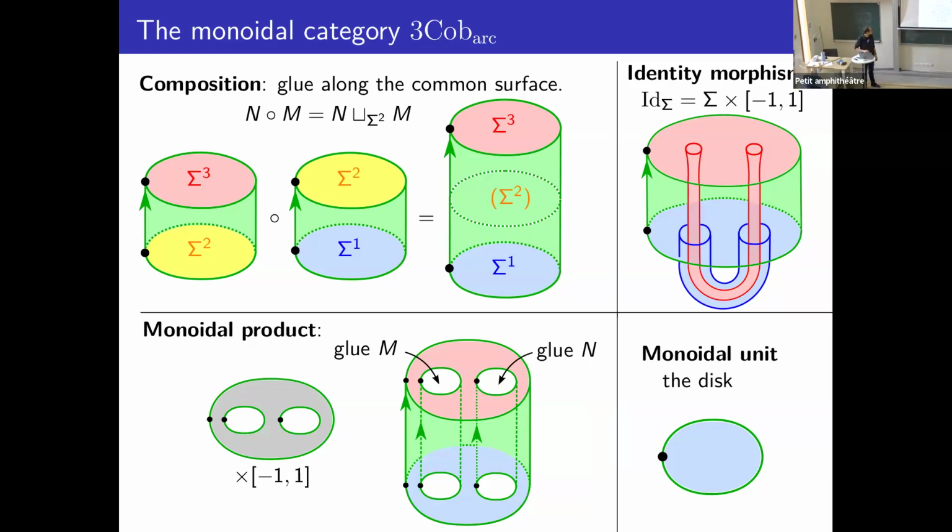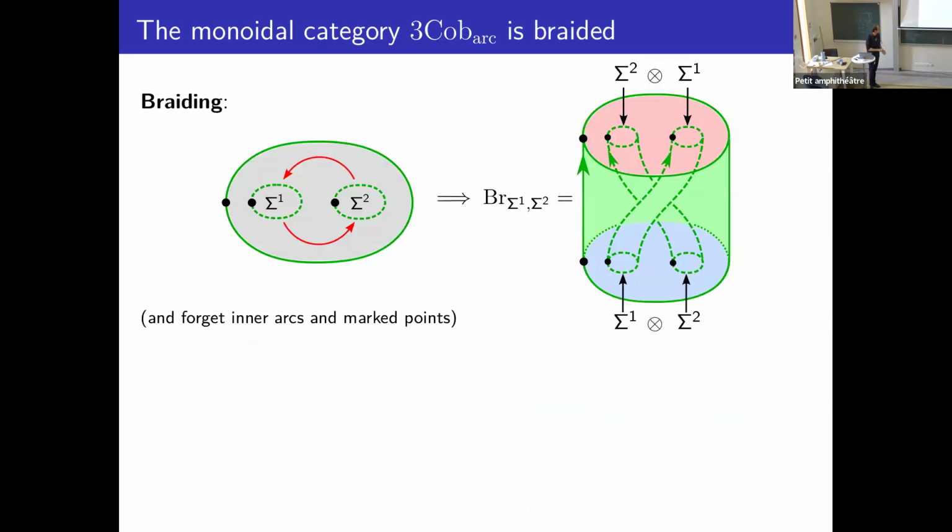And of course, cobordisms are up to diffeomorphism. And finally, there is braiding on this category. So braiding, you can imagine it in this way. So you take your two surfaces that you have made monoidal product, okay? So they are in a disk, and you have two pieces, and now you braid them like this, okay? So if you braid these two surfaces, you will get this image here, which is indeed a cobordism from sigma 1 tensor sigma 2 to sigma 2 tensor sigma 1. And it's easy to see that this satisfies the axioms of a braiding.